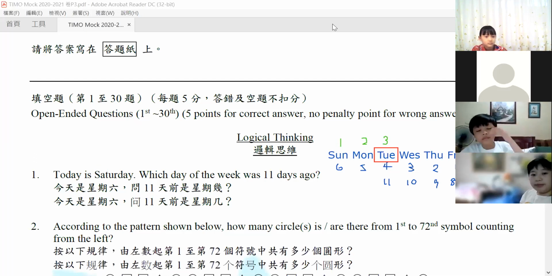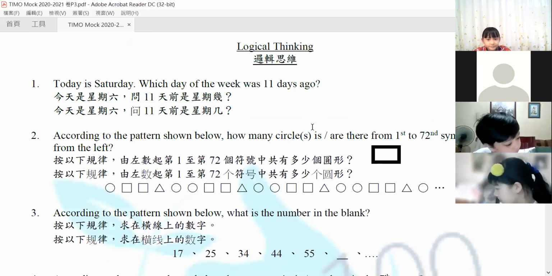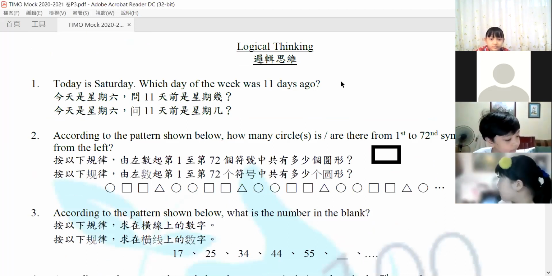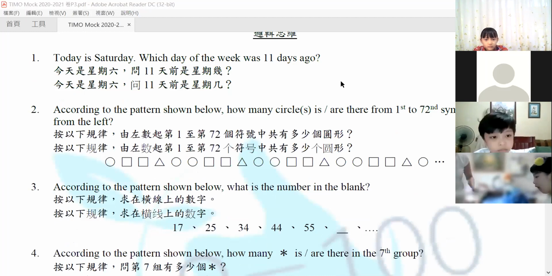Okay, now let's go to question two. According to this pattern, how many circles are there from left to right, from the first symbol to the 72nd symbol? Now, we are talking about a pattern, right?